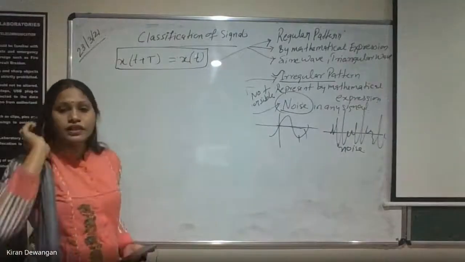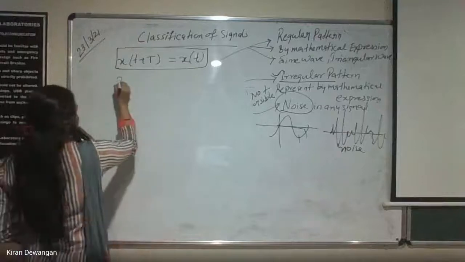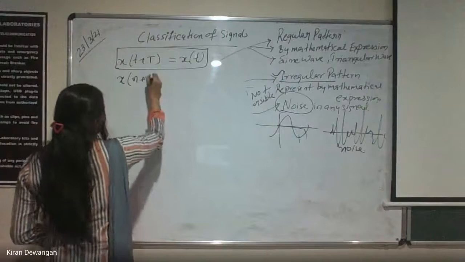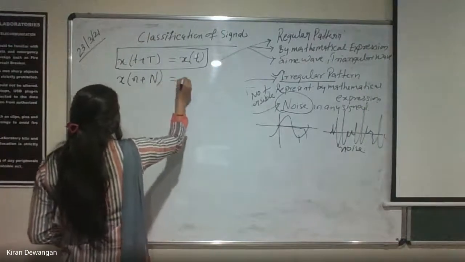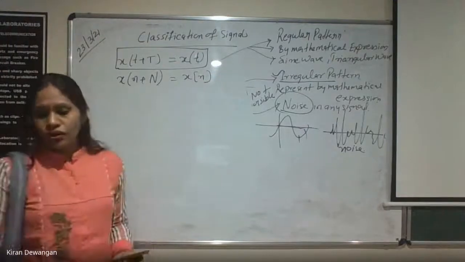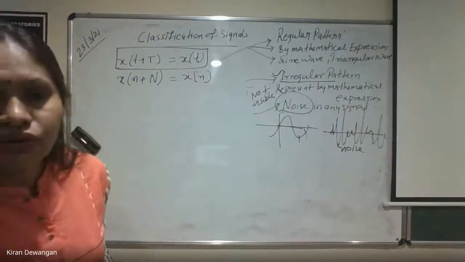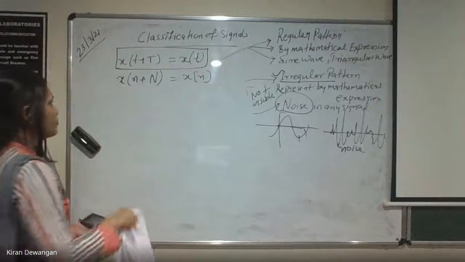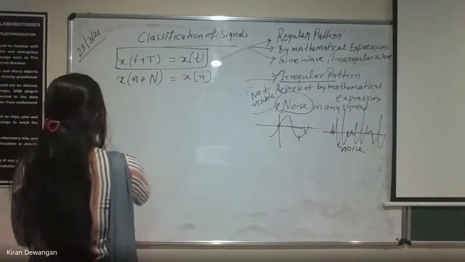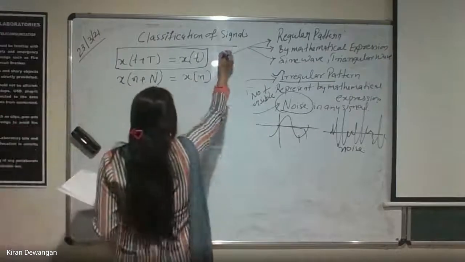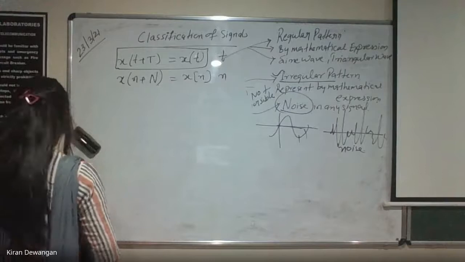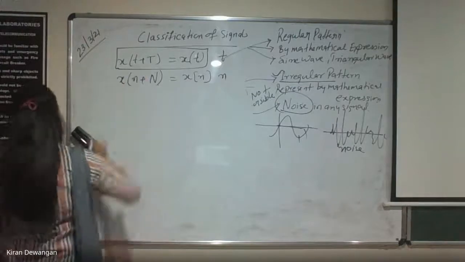Now, this is for continuous. In terms of discrete also, it should be x of n plus, let us say capital N, should be x of n. Okay? So if we talk about discrete also, the same condition should be satisfied for periodic, for all values of t here, and for all values of n here. Okay?